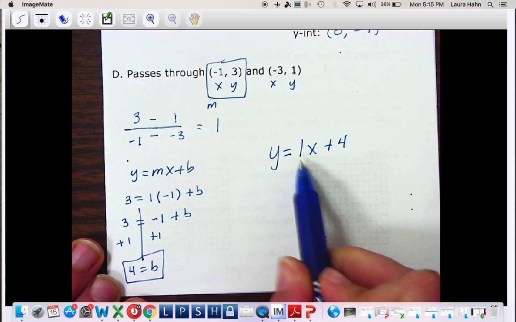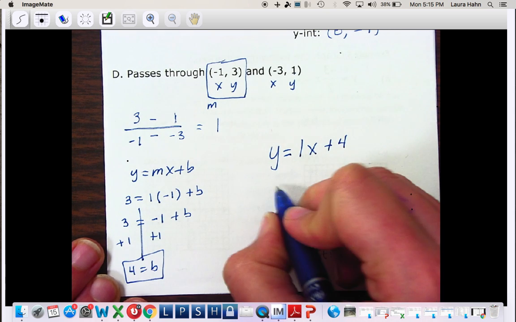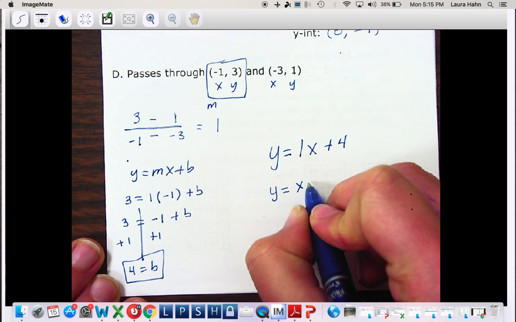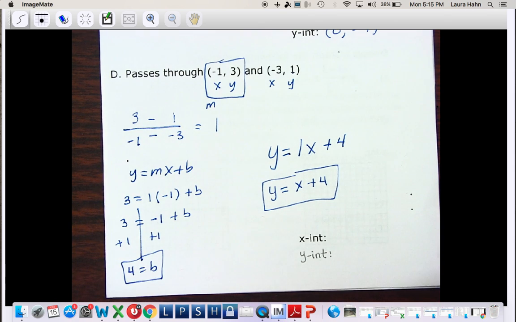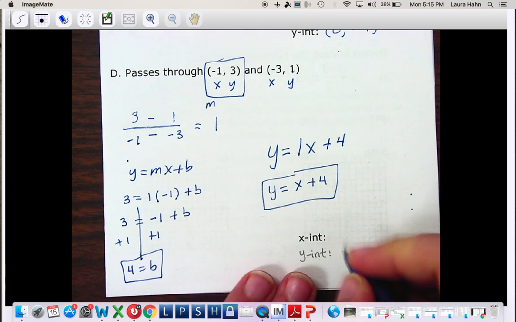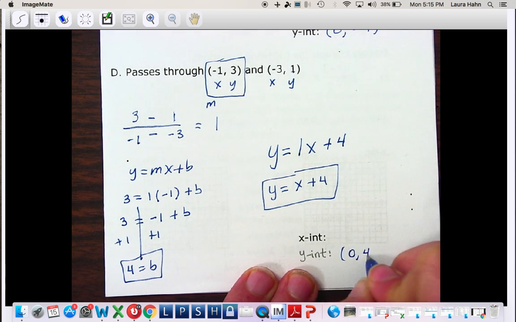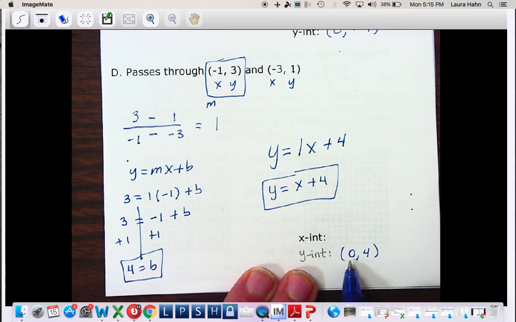Remember, you will never see your answer choice written this way. It'll always be written as x plus 4. Alright, so we already found our y-intercept, which is 4. So you write that as 0, 4, because it's the y value when x is 0.